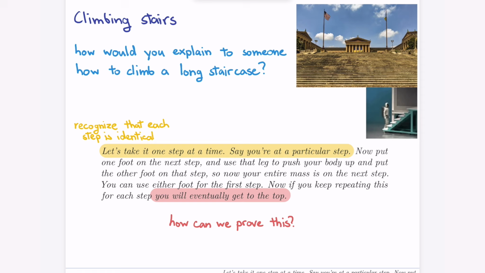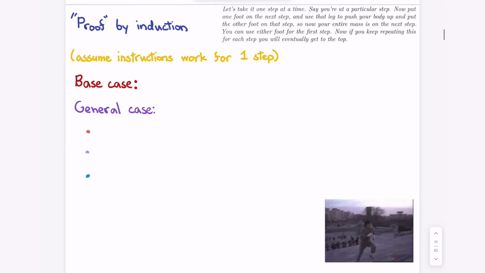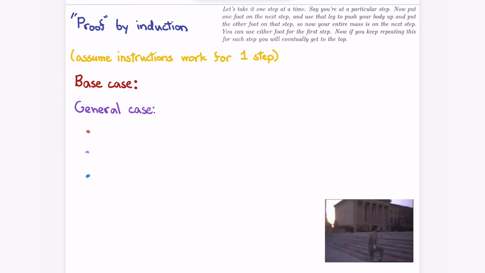And then at the end, you'll probably say something like, well, if you keep following these instructions, or recurse was a word that was used, you will get to the top. And the only question is, how do you prove this? I'll put proof in quotations because here we're not really proving anything mathematically rigorous. It's a little vague, but it's just a teaching example.